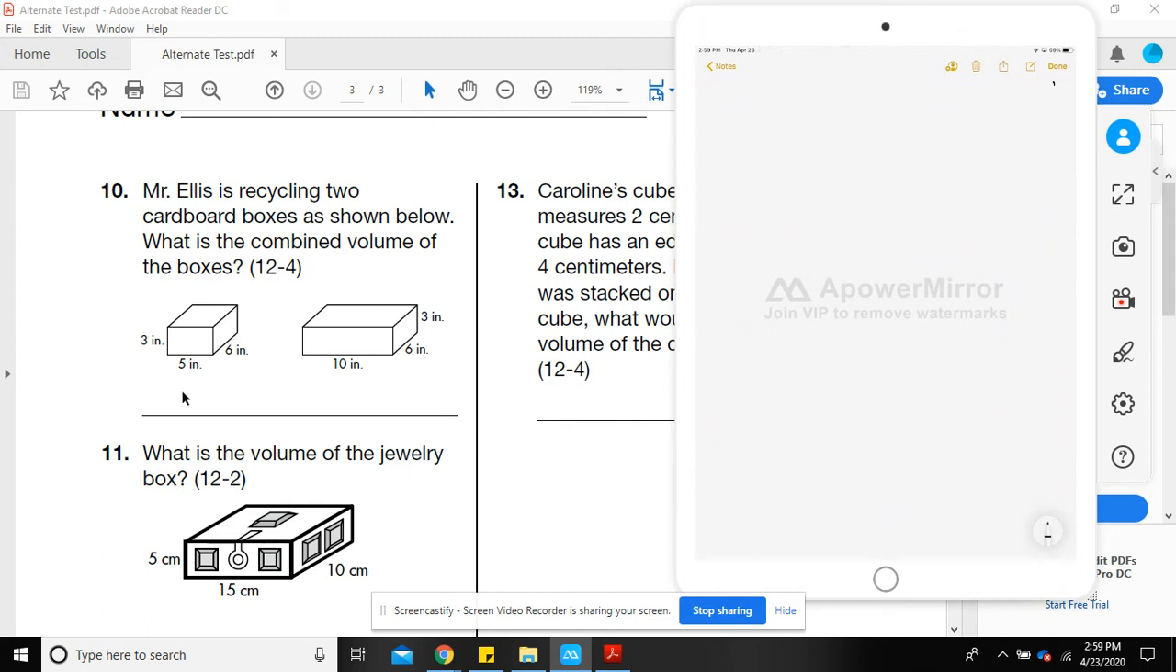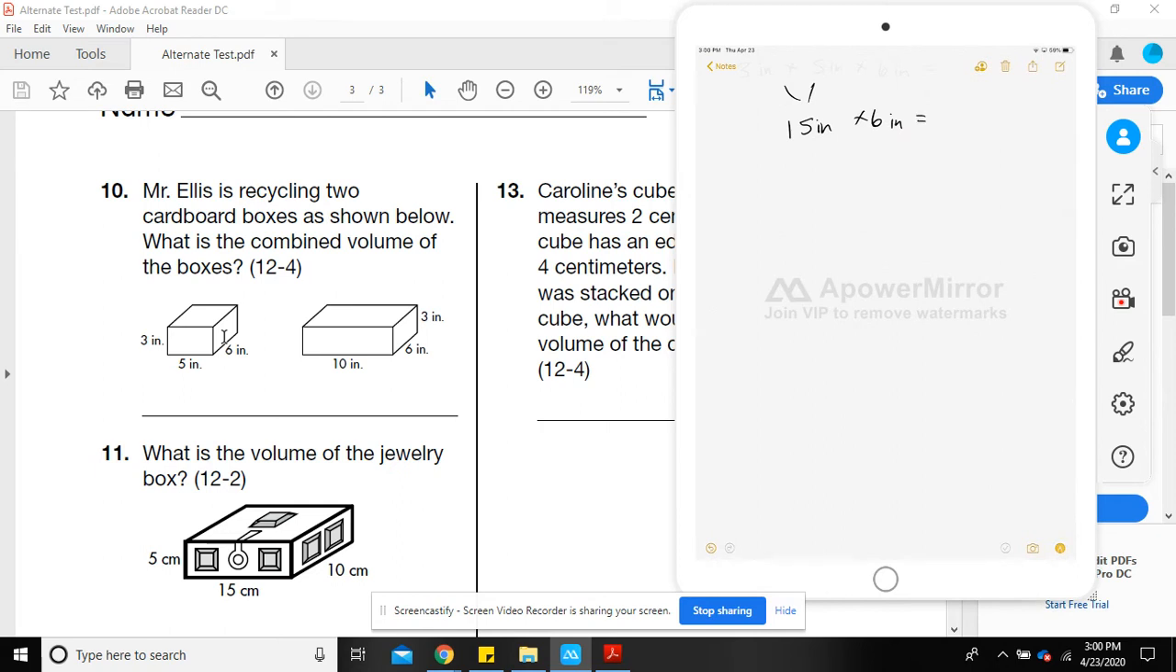So let's look at this first one here. We have 3 inches by 5 inches by 6 inches. So let's do that. 3 inches by 5 inches by 6 inches. Remember, we're multiplying them, multiplying length times height times width. You guys are going to do this a lot in 6th grade, so make sure you remember this. This is going to give us our volume. 3 times 5 is 15 inches. You have to multiply that by 6 inches.